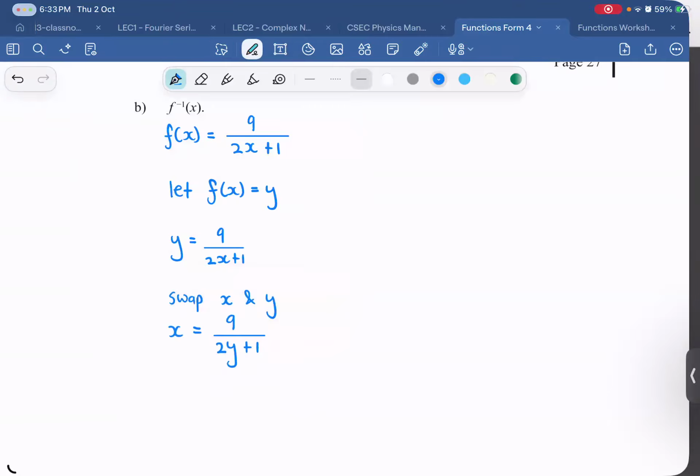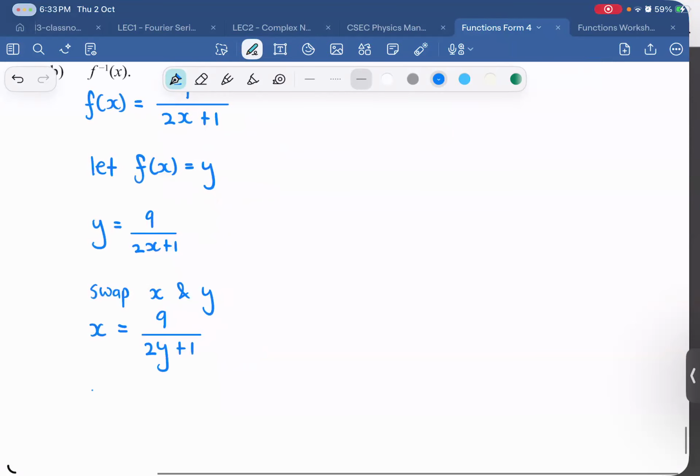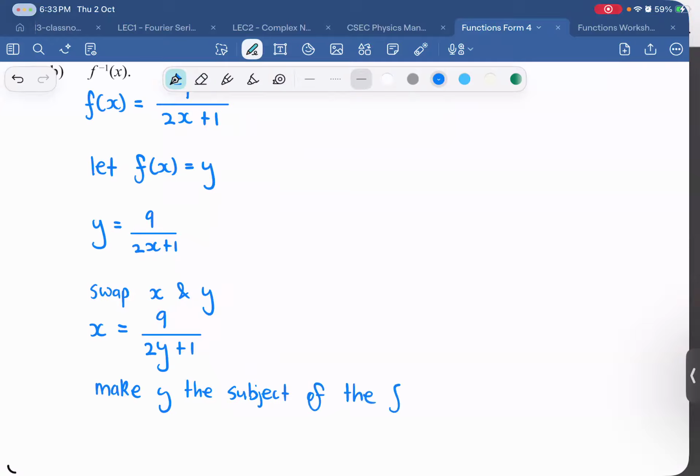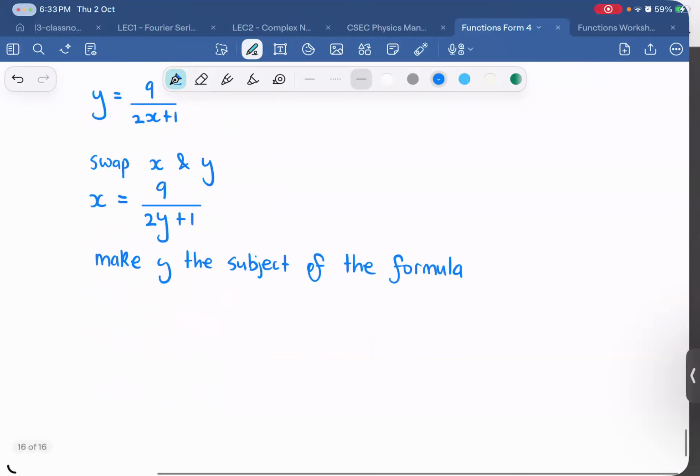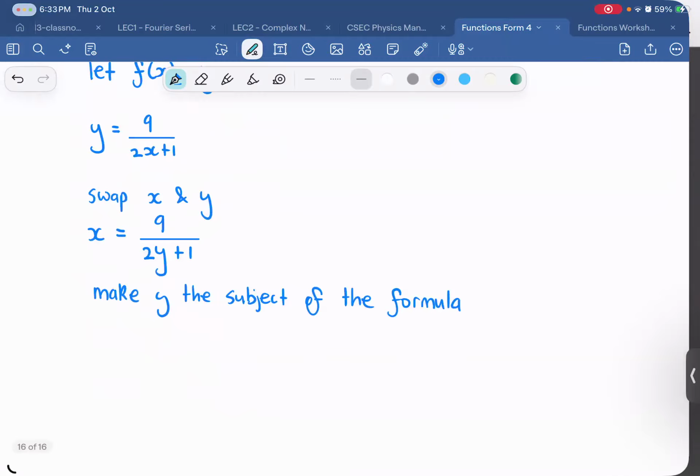All right, proceed. What's the next step? We swapped x and y. What's the next step? So after you swap x and y, you have to make y the subject of the formula. Right, you have to make y the subject of the formula. So proceed. Do we know what to do next or not? Be honest with me. Yeah or no? I think so.